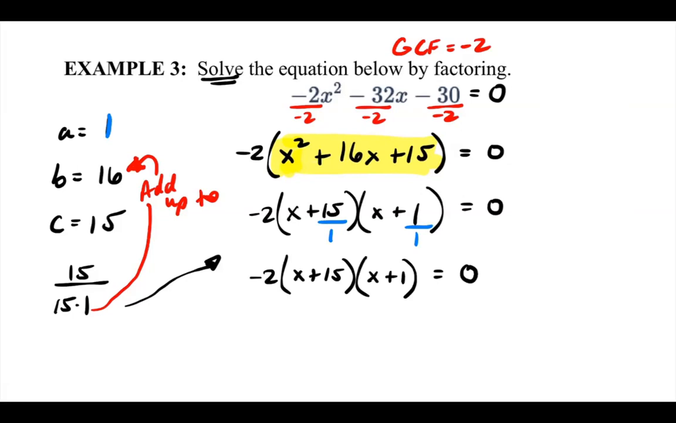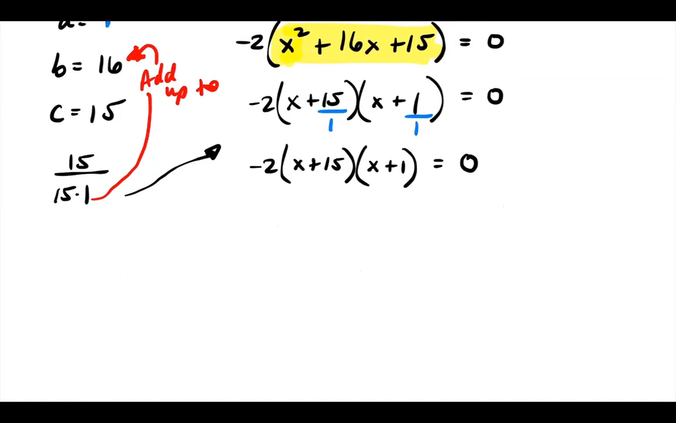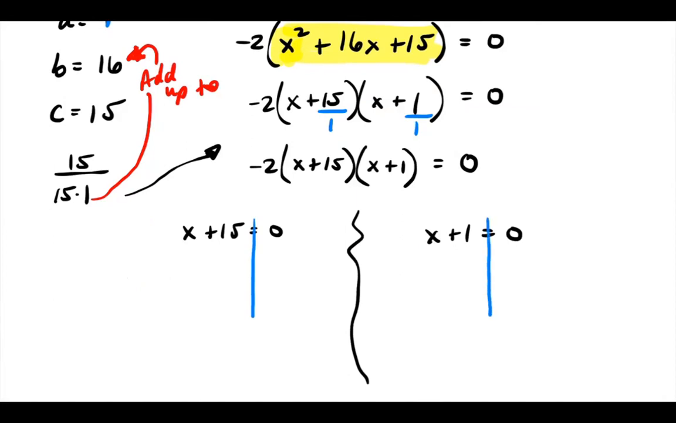Okay. So we're here now. So I have 2 things here, right? This and this. Actually, I have 3, but don't worry about the -2. That's not going to affect anything. Set it equal to 0, right? Just like I've been doing. So X plus 15 equals 0. X plus 1 equals 0. Minus 15, minus 15. Minus 1, minus 1.